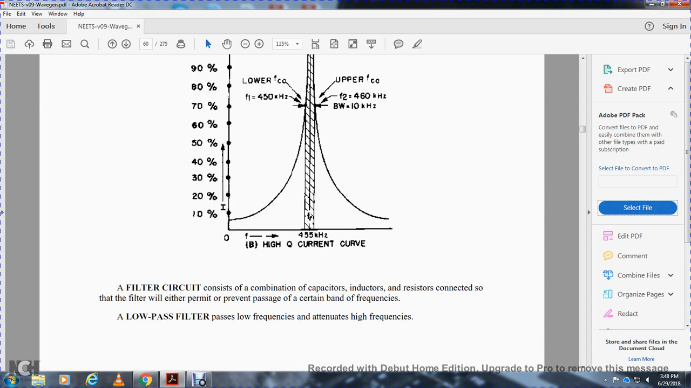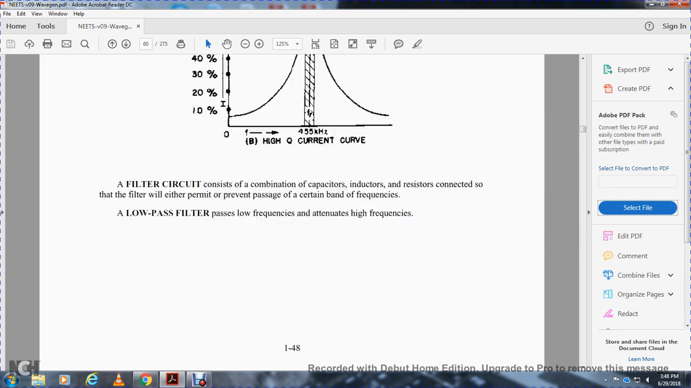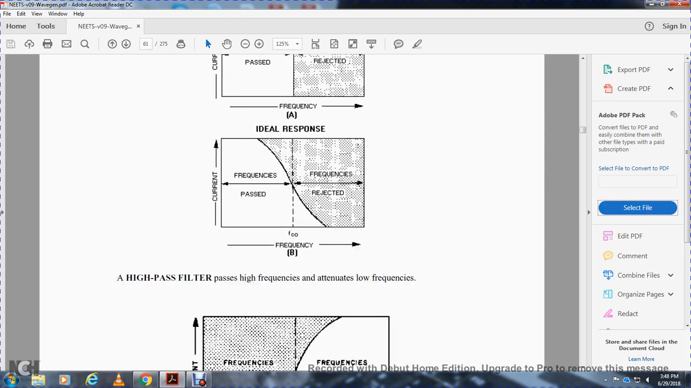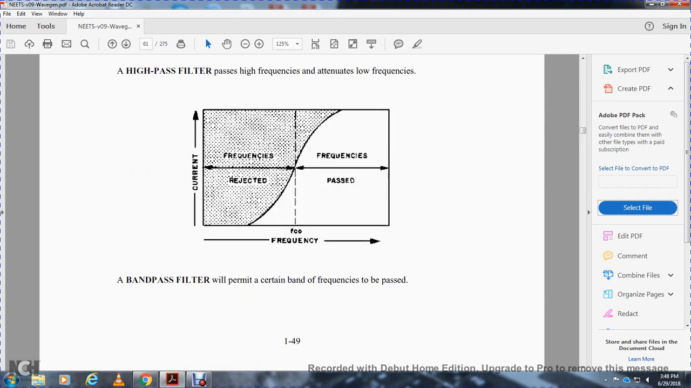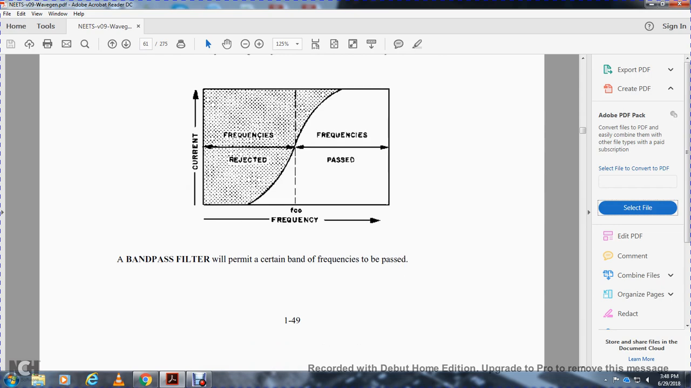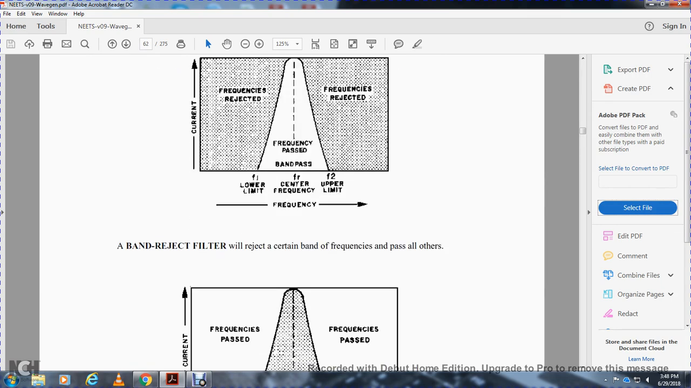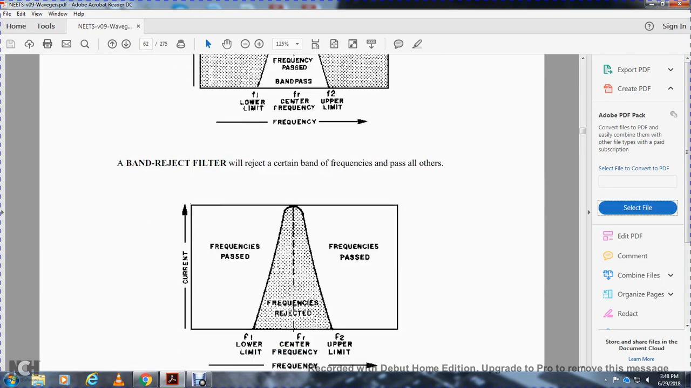A filter circuit consists of a combination of capacitors, inductors and resistors connected so that the filter either permits or prevents passage of certain bands of frequencies. A low pass filter passes low frequencies and attenuates high frequencies. A high pass filter passes high frequencies and attenuates low frequencies. A band pass filter will permit certain bands of frequencies to be passed. A band reject filter will reject certain bands of frequencies and pass all others.